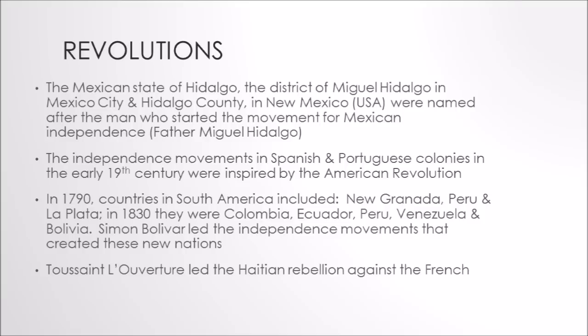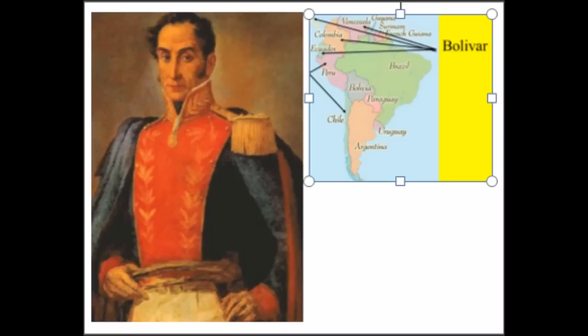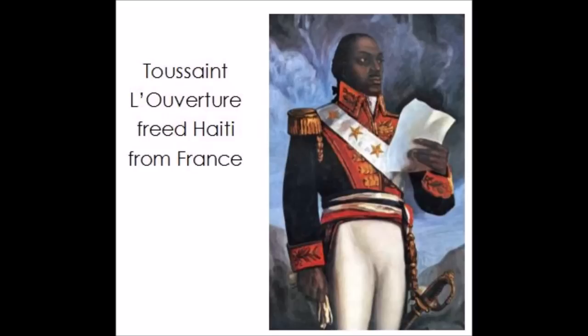In 1790 in South America, many revolutions took place led by Simón Bolívar. Toussaint Louverture led the Haitian Rebellion. This is Father Miguel Hidalgo, who led the Mexican independence movement. Simón Bolívar, who established the countries of Colombia, Ecuador, Peru, Venezuela, and Bolivia. And Toussaint Louverture, a former slave who freed Haiti from France.